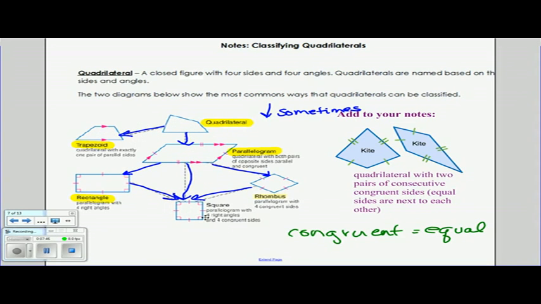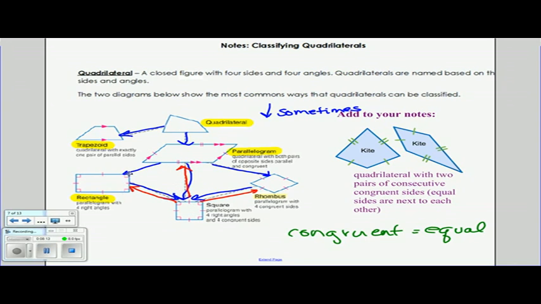Now, if we start at the bottom with a square, a square is always a rectangle. And it's also always a rhombus, and it's always a parallelogram. Okay, so squares can always be classified as rectangles, rhombuses, or parallelograms. Okay, it's a very special kind of each of those three.